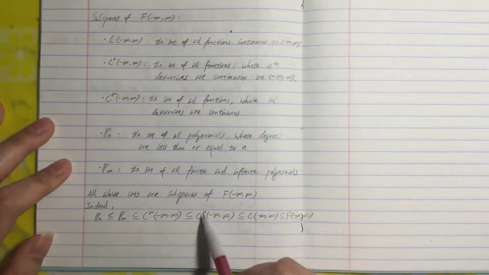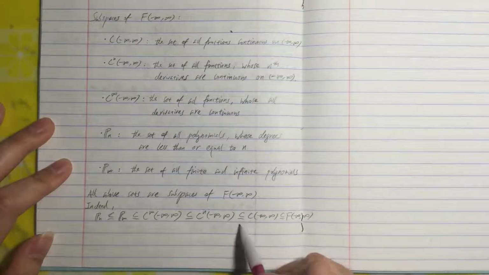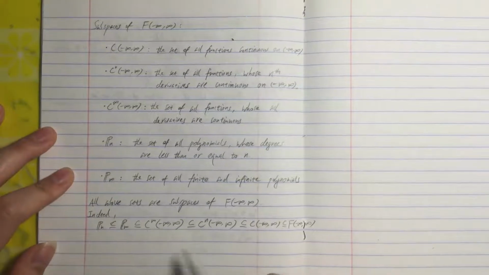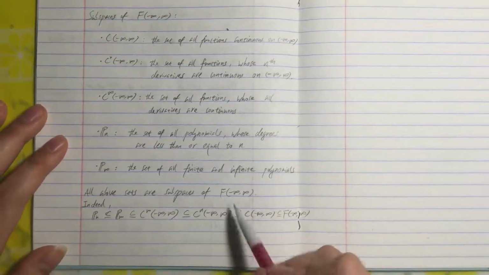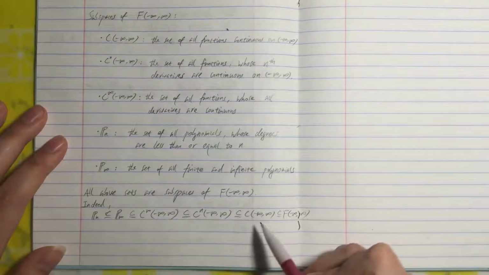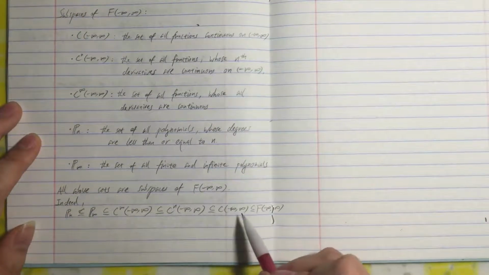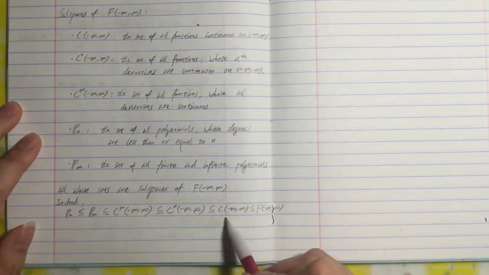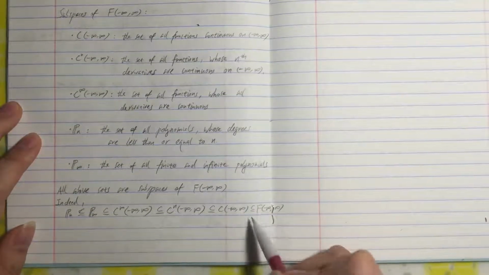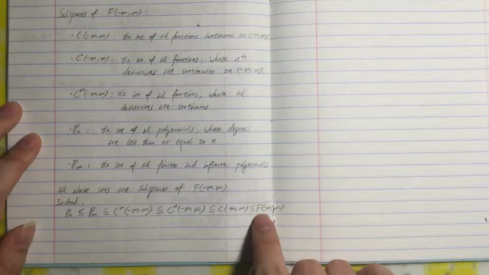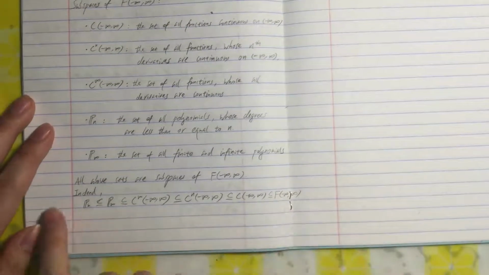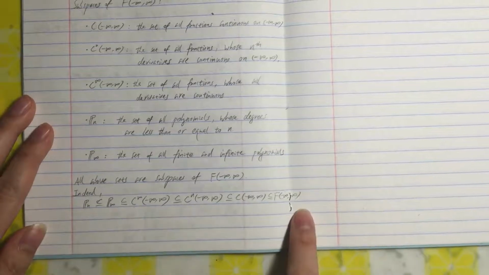And similarly, Cn from negative infinity to infinity is a subset of C from negative infinity to infinity. For any function, if its n-th derivative is continuous, the function itself must be continuous. And if a function is continuous from negative infinity to infinity, it must be well defined from negative infinity to infinity. So C from negative infinity to infinity is a subset of F from negative infinity to infinity. So those are their relationships, and they are all subspaces.